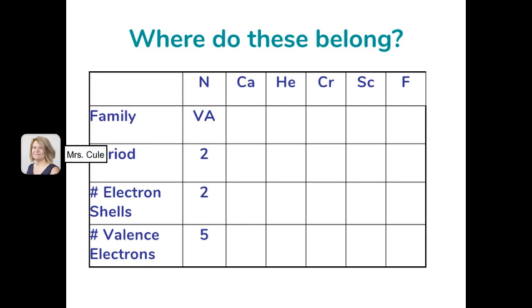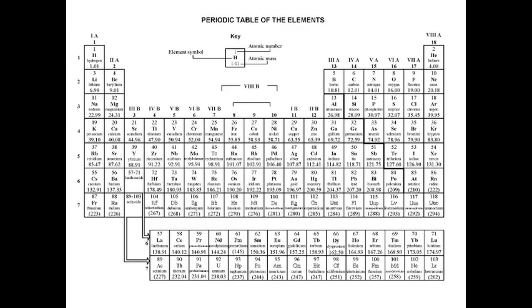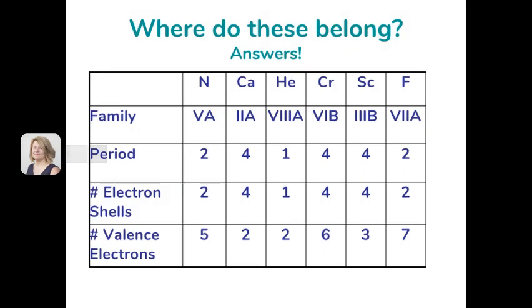Okay, take a moment and fill in the rest of the table for scandium and for fluorine. Scandium is SC. What family and period is it in? How many valence electrons and electron shells? Same with fluorine, F. What family and period? Electron shells and valence electrons. Fill in the table, then you can proceed and check your work. You can use this slide to check your work. Did you get everything right?